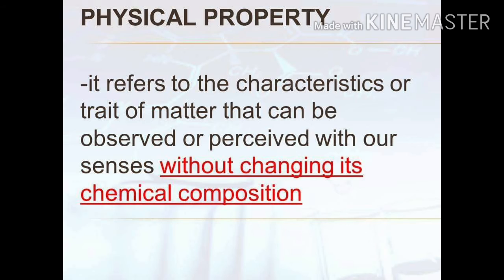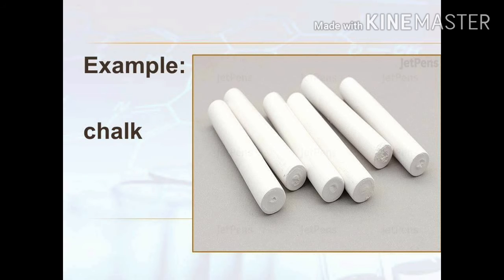What do you mean by the physical property of matter? Physical property of matter refers to the characteristic or trait of matter that can be observed or perceived with our senses without changing its composition. To understand the concept, take a look at the picture of the chalk. Could you determine some of the characteristics of the chalk as shown in the picture below?